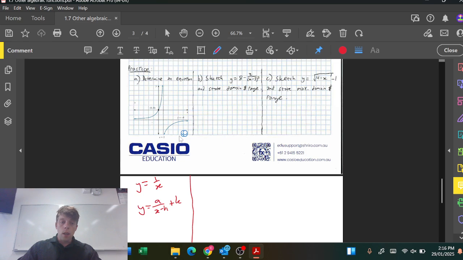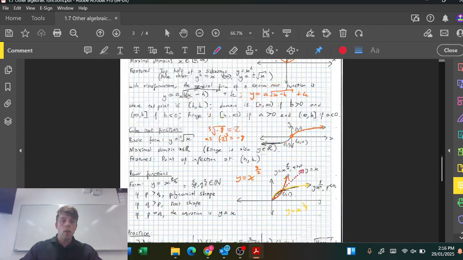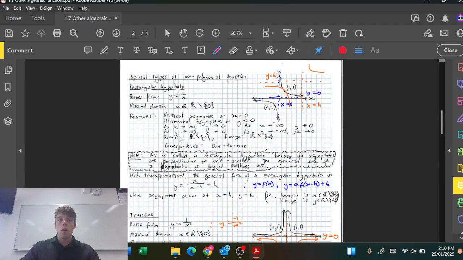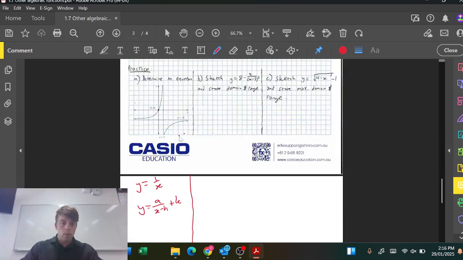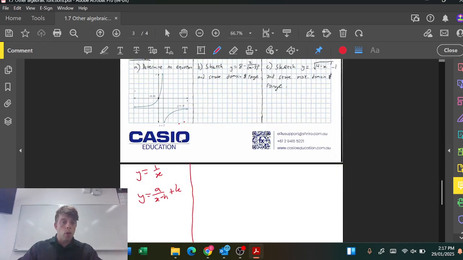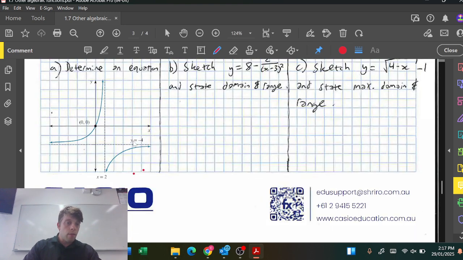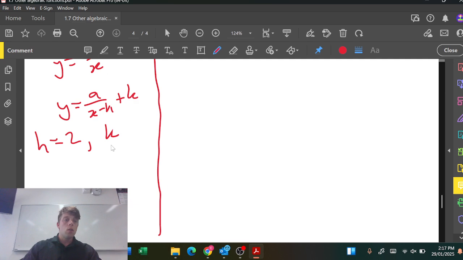We can see that initially this asymptote was at x equals 0. Going back to the basic form of a rectangular hyperbola, there's an asymptote at x equals 0. Now the asymptote's over here at x equals 2, so we can see h must be equal to 2. In the same way, k is the vertical translation. This asymptote here was initially at y equals 0, and it's been shifted down to y equals negative 4. So k is equal to negative 4.